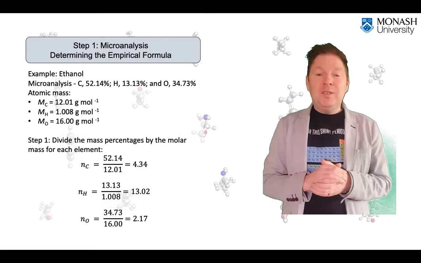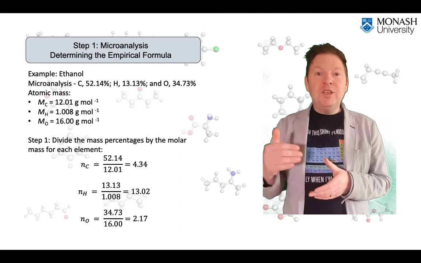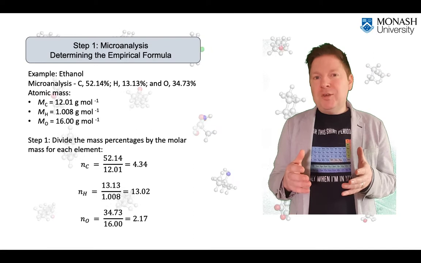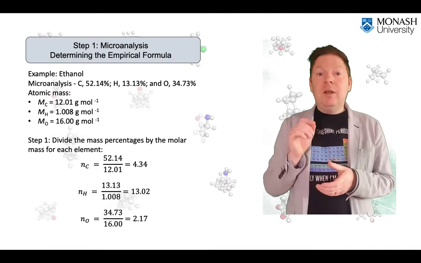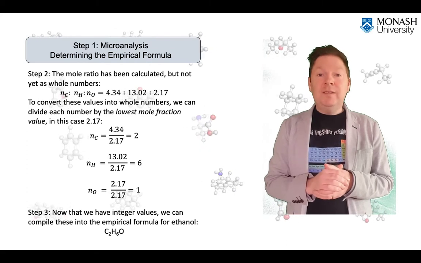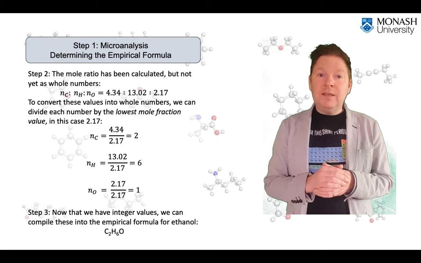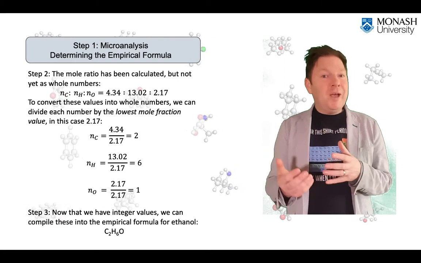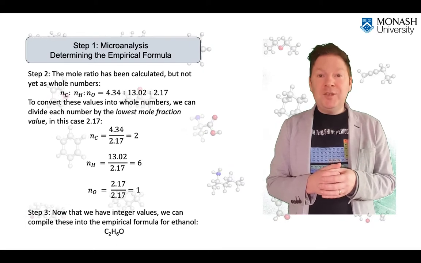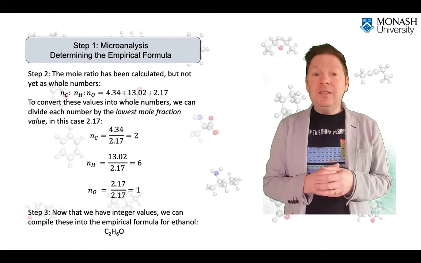And the catch, of course, is we're trying to get the empirical formula. So eventually we need this, if you like, ratio of the elements to be integers, to be whole numbers. The secret here is to take the lowest of these values. You can see in this case it's 2.17, and we divide each of those values by 2.17. That's going to bring us back to whole numbers and give us those integer values, which are going to go into the empirical formula, which, as you can see in this case, is C2H6O.